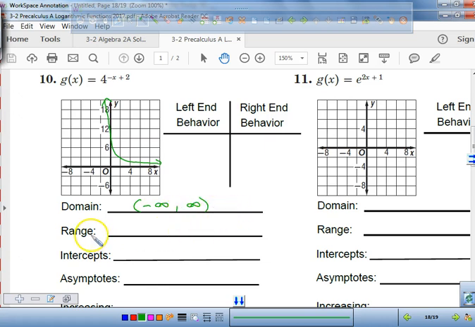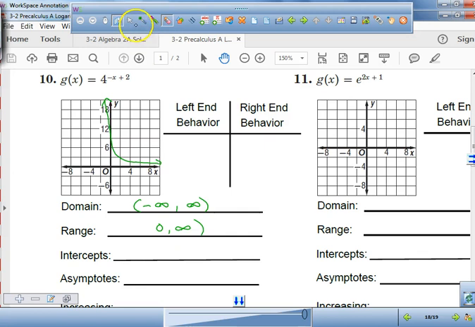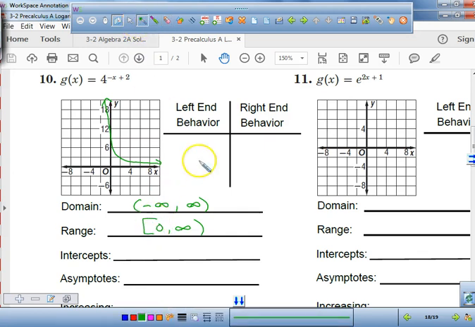Are all of my y values being plotted, or is there a limit to my y values? What's the lowest that it's going towards? 0. Is it ever touching 0? No. So since it's not touching 0, we leave an open bracket, and all of my y values are not going down, they are going up. So my range is from 0 to infinity. If it were to equal 0, everybody, then my range would look like that. But these are never reaching.